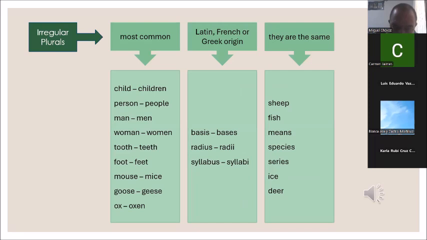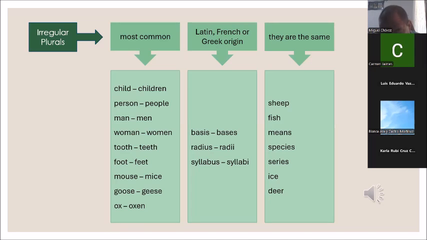Here is a list of some of the most common irregular words. Child, children. Person, people. Man, men. Woman, women. Tooth, teeth. Foot, feet. Mouse, mice. Goose, geese. Ox, oxen.